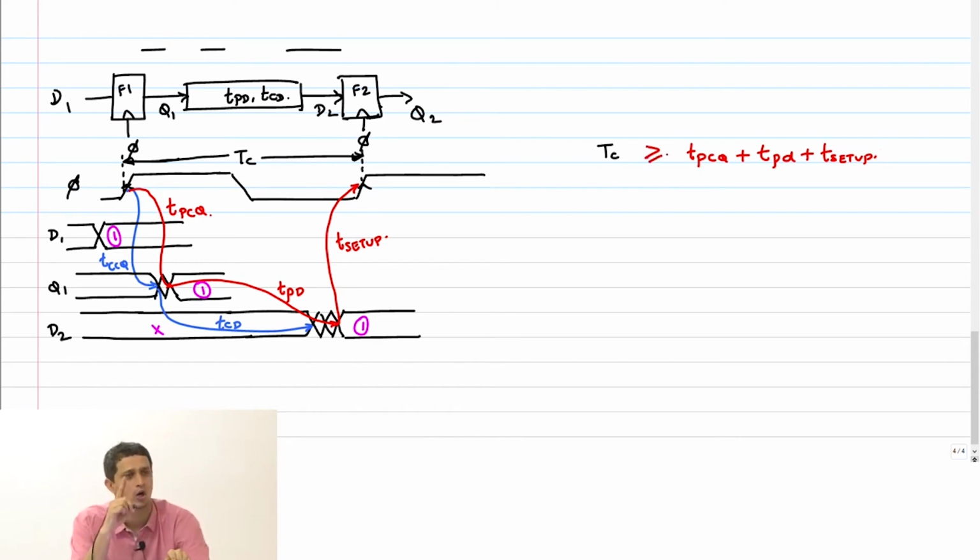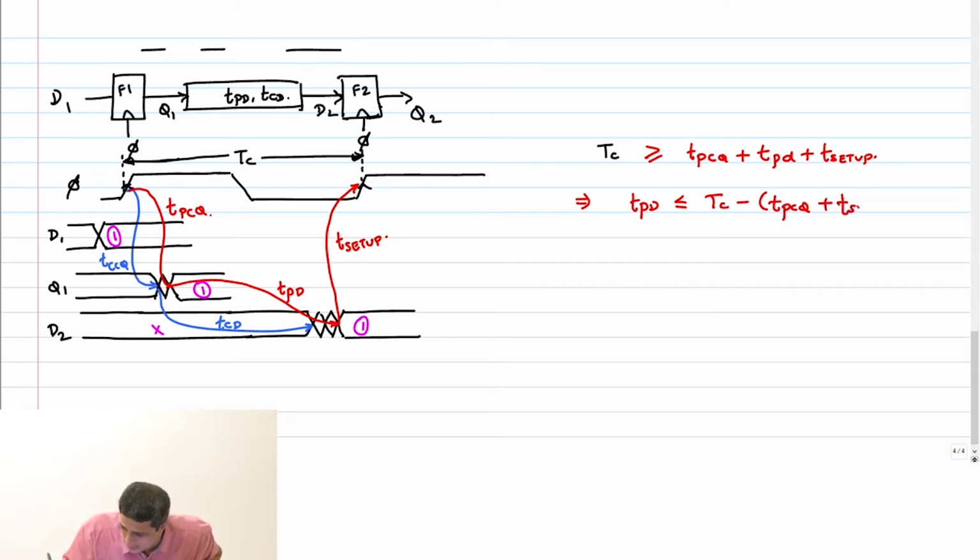As long as the clock period is greater than these 3 delays, your system will function correctly. So, what does this mean? It implies TPD should be less than or equal to TC minus TCQ plus T setup.